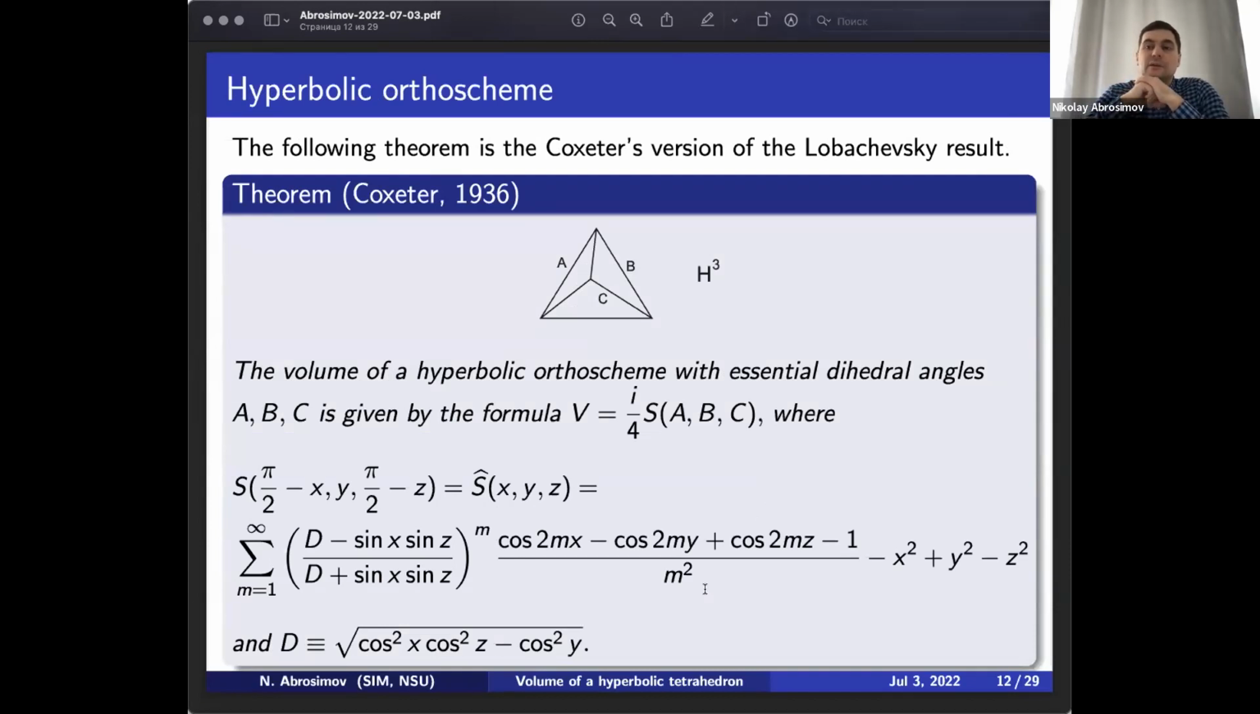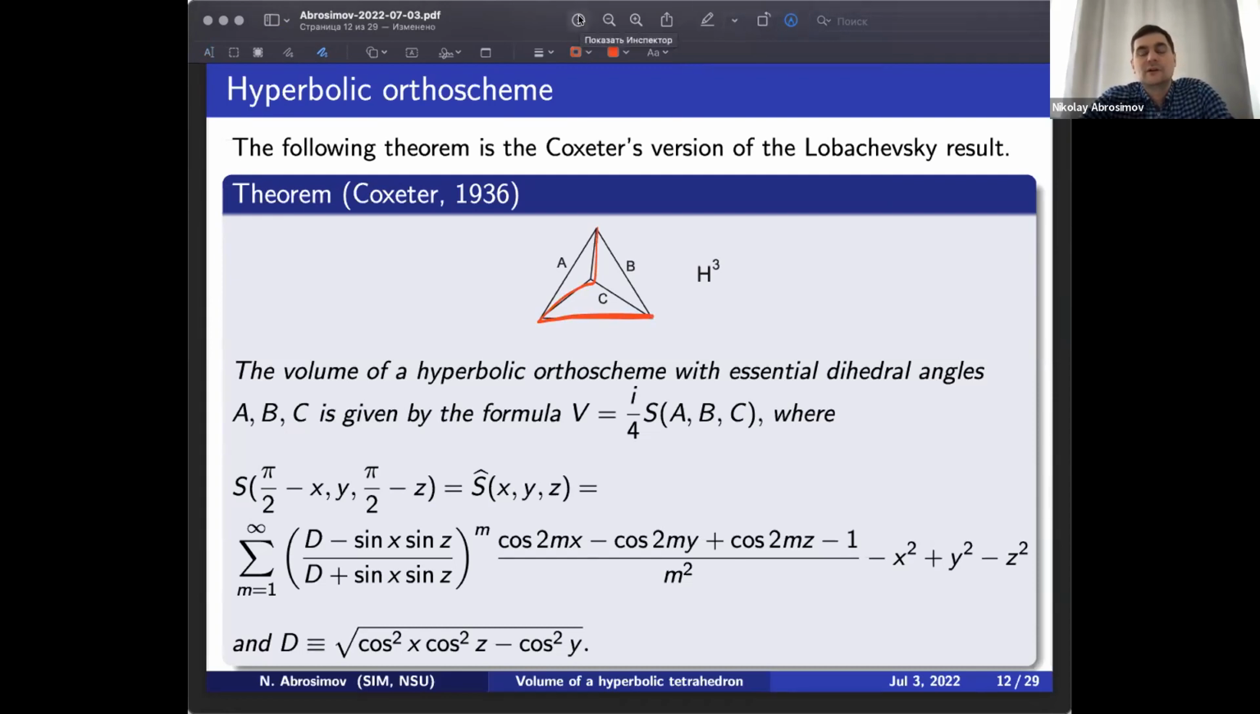The next very important particular case of hyperbolic tetrahedron. So consider a so-called hyperbolic orthoscheme. That is a compact hyperbolic tetrahedron with 3 diagonal angles equal to A, B, and C, and the remaining 3 diagonal angles are pi over 2. So this guy has 3 diagonal angles along 3 consecutive edges equal to pi over 2.